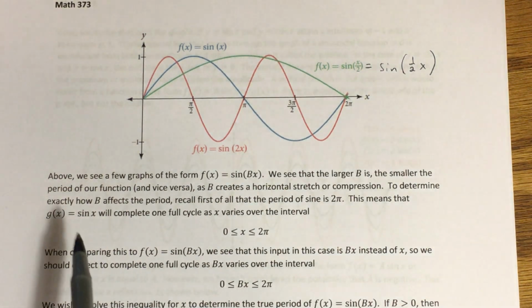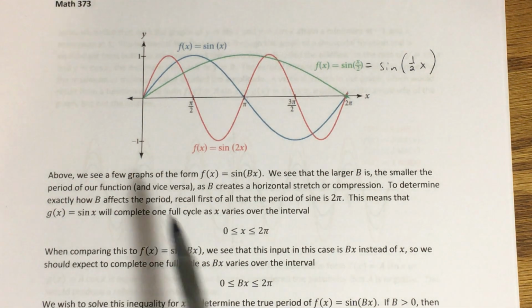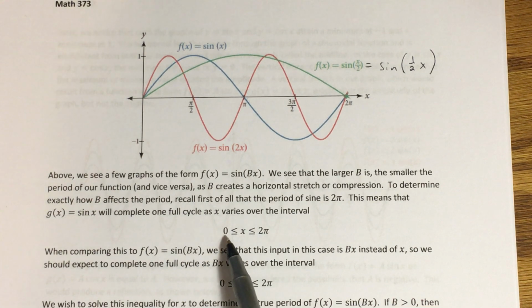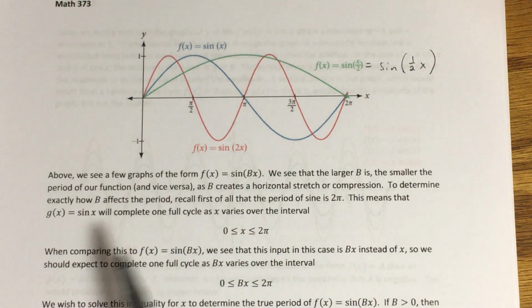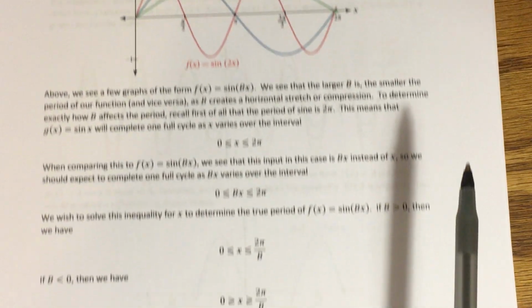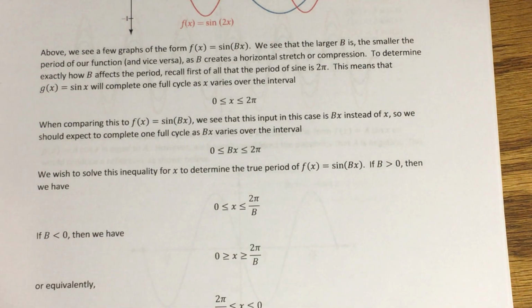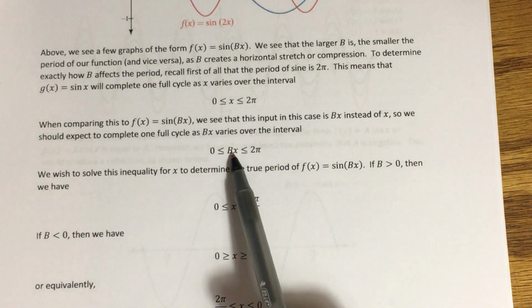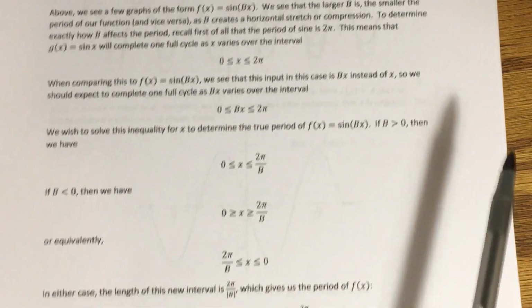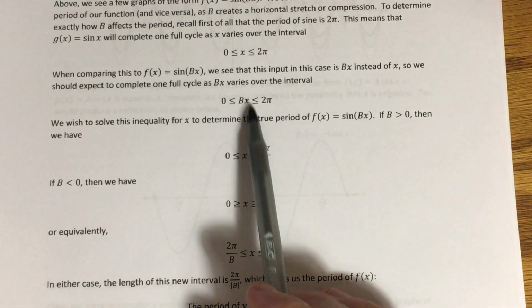So going back to our original parent function, g of x equals sine of x, in this case, we know that this function completes one full cycle over the interval from 0 to 2 pi, because that's the period of that function. But the x here comes from the input on our sine function. If we're looking at the function f of x equals sine of bx, the input doesn't look like x anymore. It looks like bx. And so that bx is what should be showing up in this interval here. What we need to do is solve this inequality for x to determine what the true period is for this function.